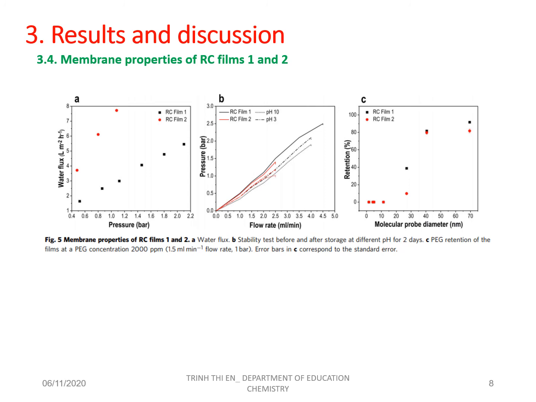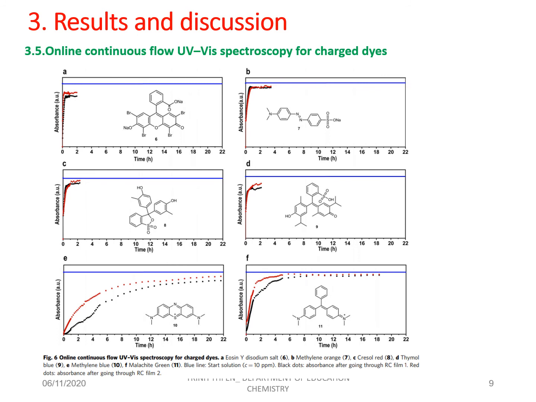And the diameter with the retention of film 1 is bigger than film 2. And also we surveyed different pH. pH 3 is the acid condition, and pH 10 is the base condition. And this is an online continuous flow UV spectroscopy for charged dye, to measure the absorption of the dye with the membrane, to fabricate membrane 1 and membrane 2.